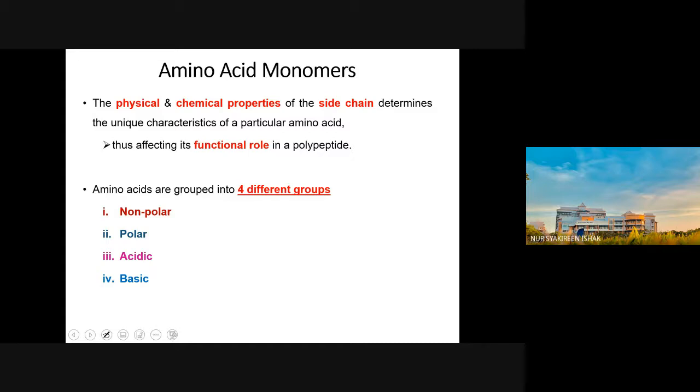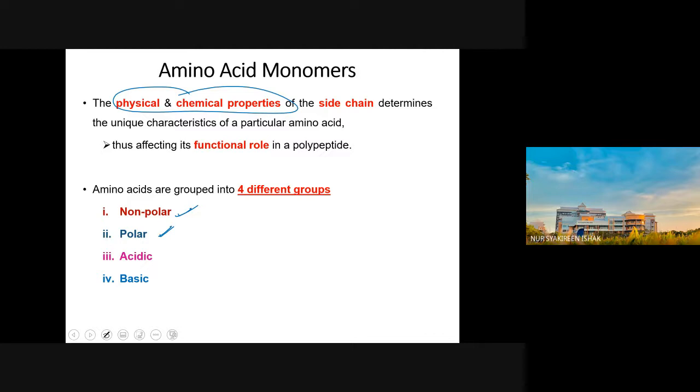So apa yang menentukan fungsi sesuatu protein tu? Macam mana enzim tu boleh berfungsi? Macam mana hormon tu boleh berfungsi? Macam mana collagen dalam skin awak tu, underneath your skin, will not dissolve in your body fluid? Sebab your body consists of fluid, kan? So under your skin you have collagen. So how to make sure this collagen will not dissolve in your body fluid? Due to the property of the side chain present in the protein that contributes to the physical and chemical properties of that protein itself.